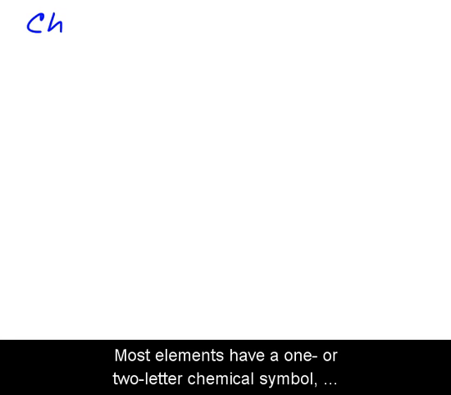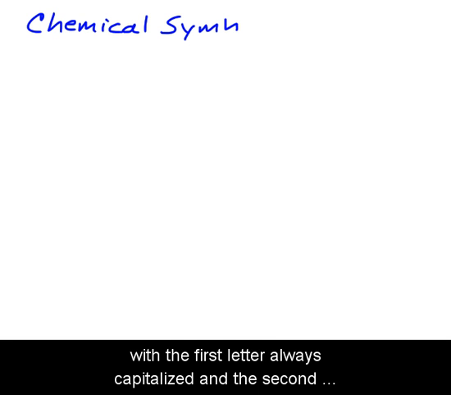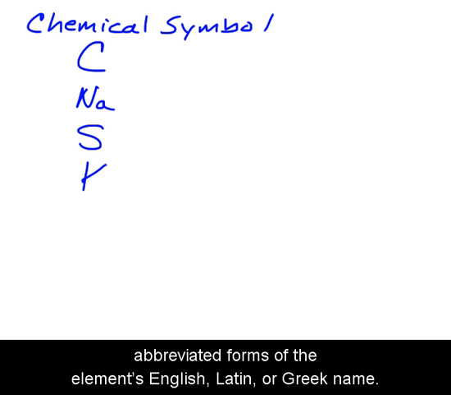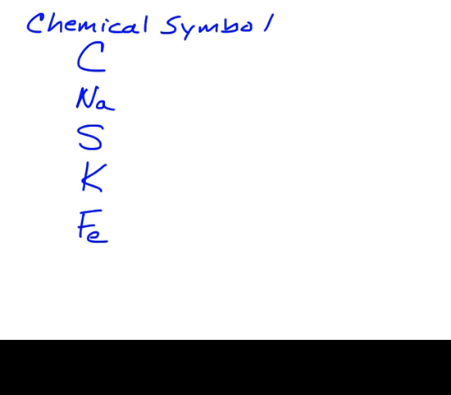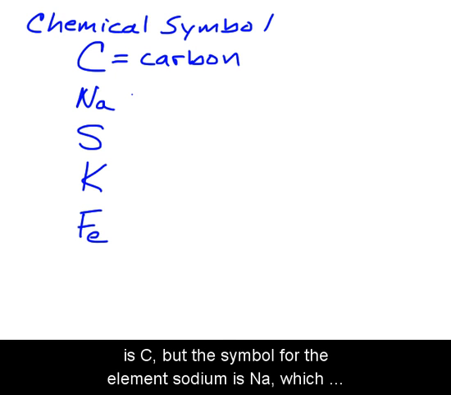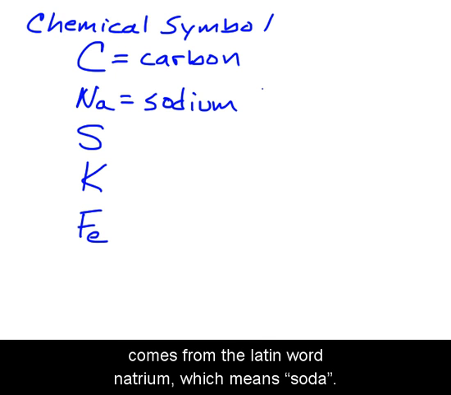Most elements have a one- or two-letter chemical symbol, with the first letter always capitalized and the second letter always lowercase. Symbols are often abbreviated forms of the element's English, Latin, or Greek name. For example, the chemical symbol of the element carbon is C, but the symbol for the element sodium is Na, which comes from the Latin word natrium, which means soda.